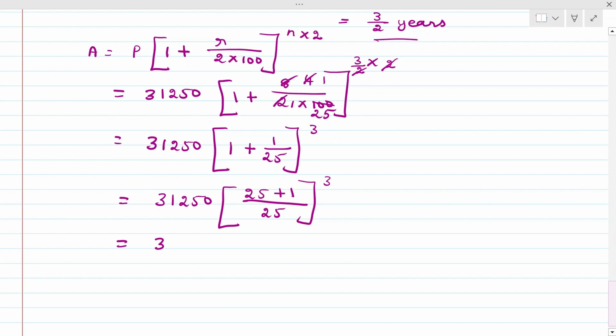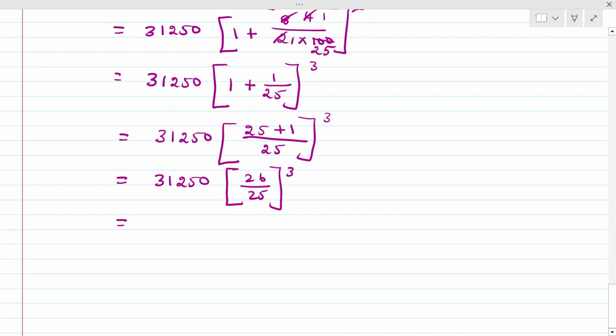So now 31,250 into 26 by 25, the whole cube. So how to do this? Again 31,250 into 26 by 25 into, it is cube. So 3 times we have to expand this. Now when you cancel all this, what will happen?